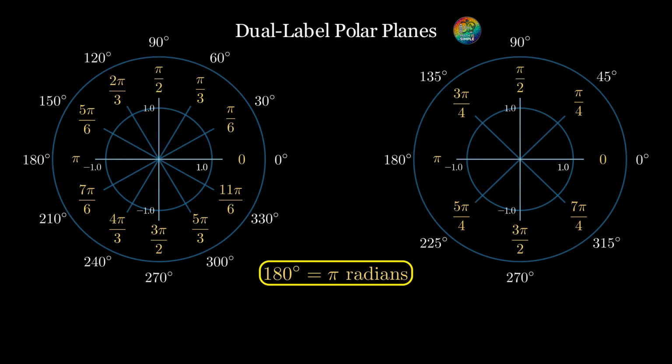Having both labels side by side means you stop wasting time converting numbers in your head. You'll start seeing the relationship between a degree and a radian instantly.